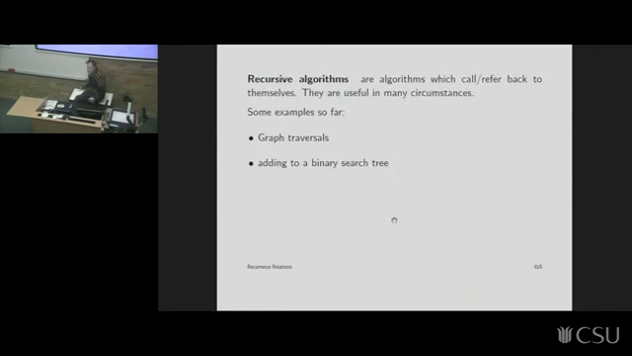Recursive algorithms are algorithms or functions which call themselves back. Examples we've seen in this subject, apart from ones you've already done, would be graph traversals, so doing in-order, post-order or pre-order traversals would all be done by recursive functions. In-order would be left, parent, right. So when you do the left, you call the whole function again. It's really just a conversion. Adding something to a binary search tree would again be done by a recursive function.